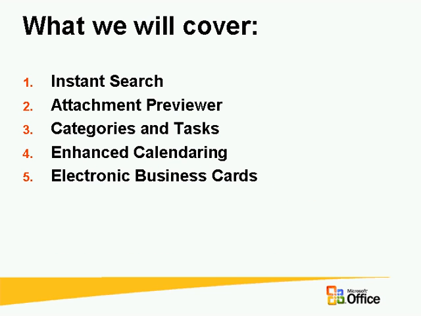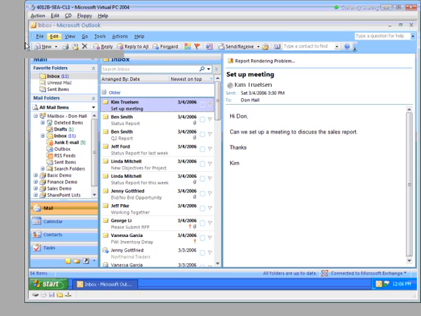I'm going to spend the next 5 minutes or so talking about some of the new email features in Office 2007, including Instant Search, the Attachment Previewer, Categories and Tasks, Enhanced Calendaring, and Electronic Business Cards. Let's get started.